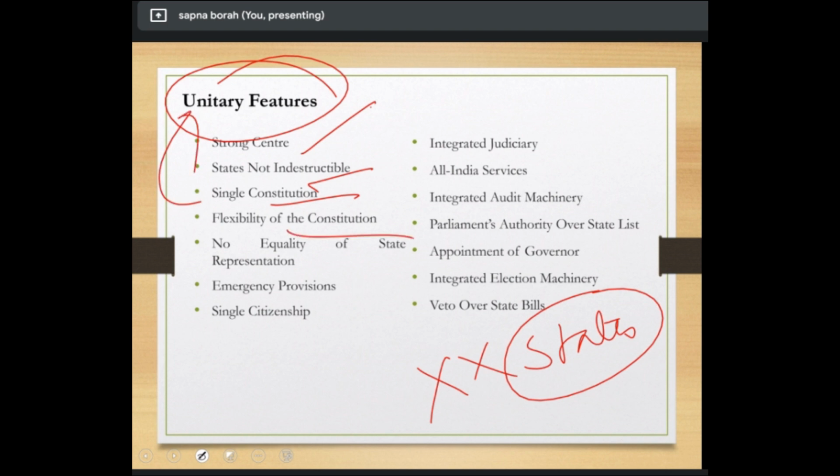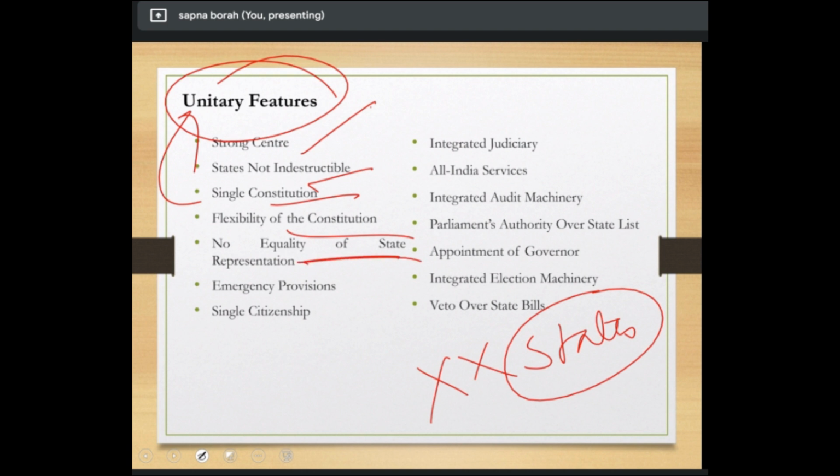Okay, flexibility of the constitution, we read a little while ago. Rigidity, that is, if the union takes some decision along with the states, then ratification by the states is needed. Unlike that, there are some amendments where the parliament alone can also act. So that is the flexibility, right, with a simple majority.